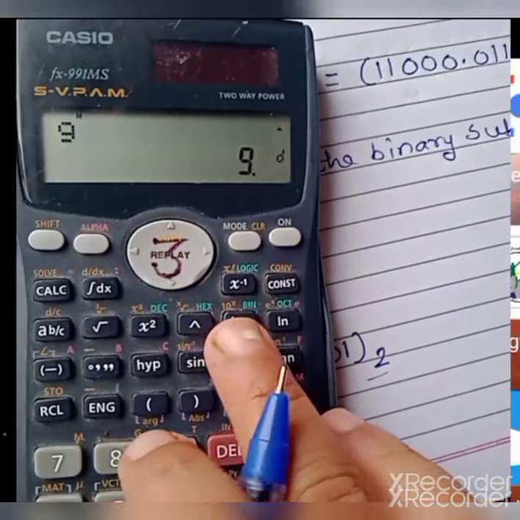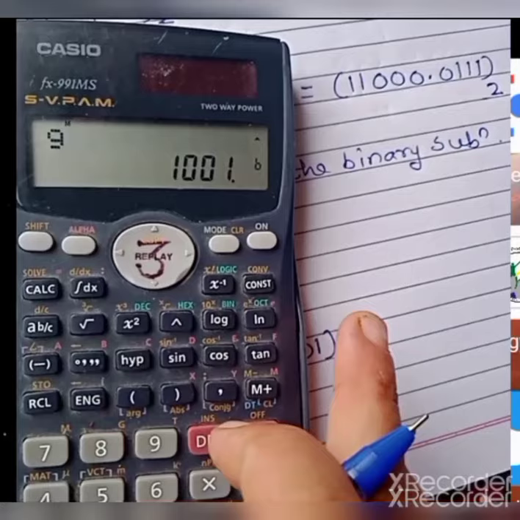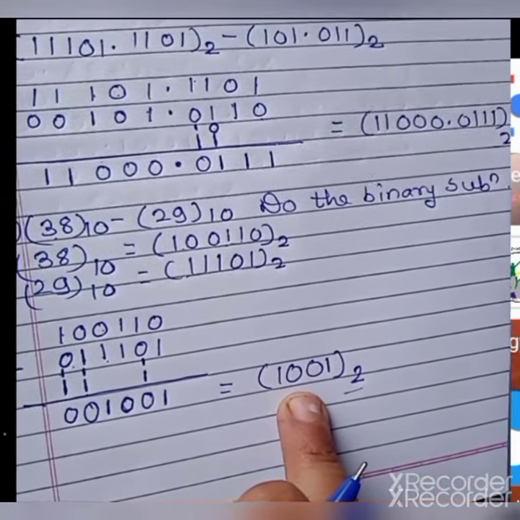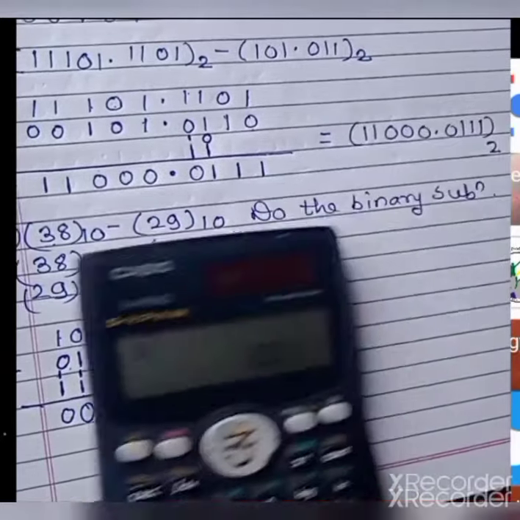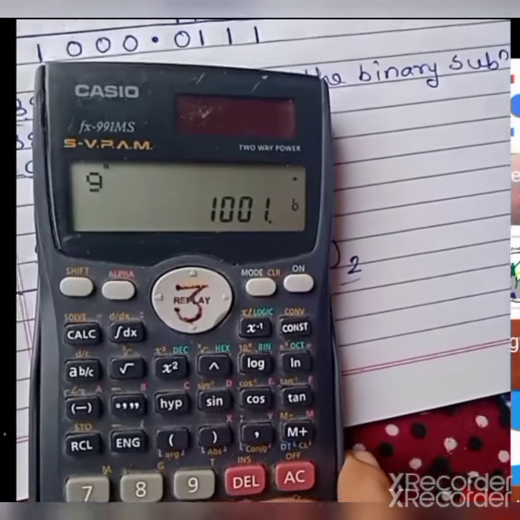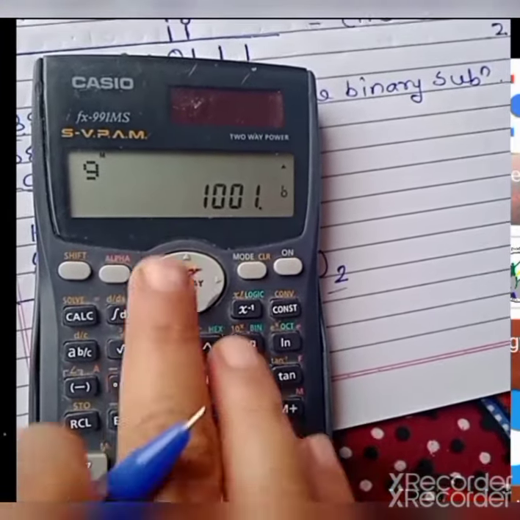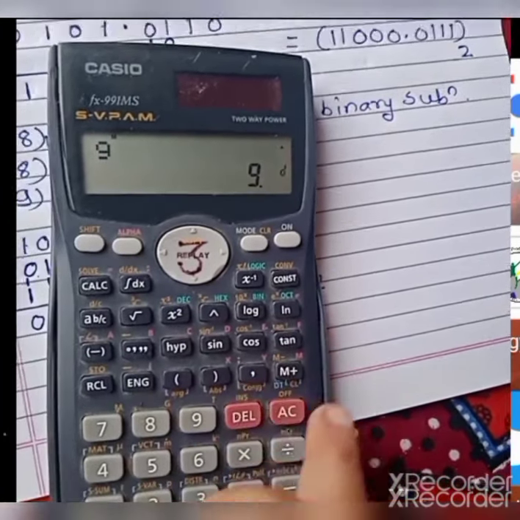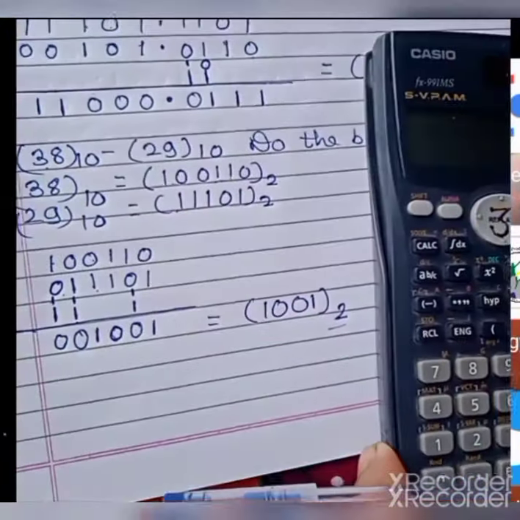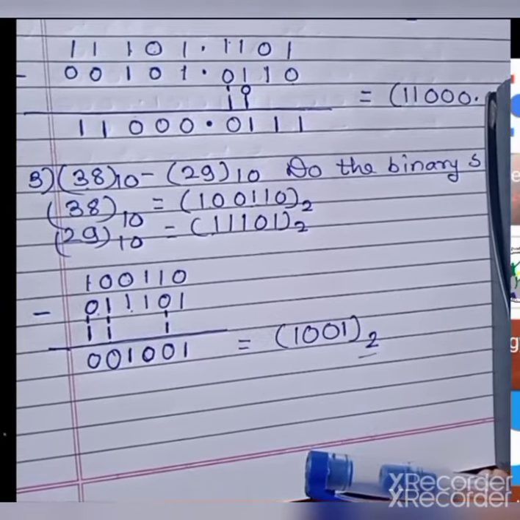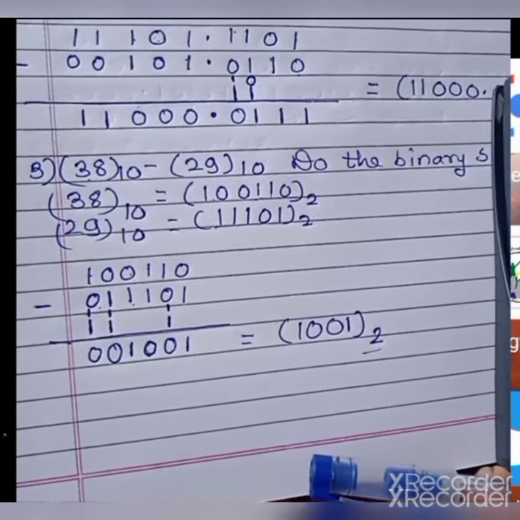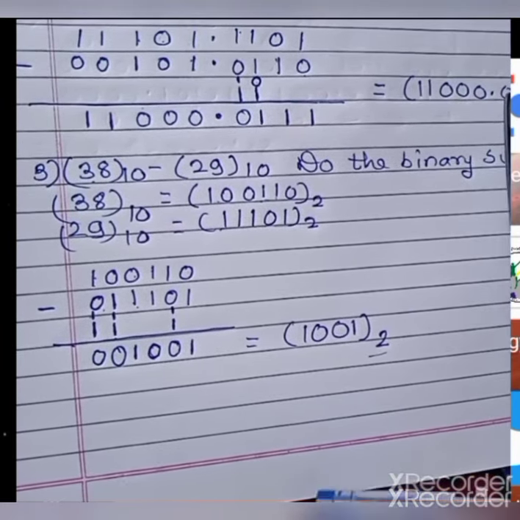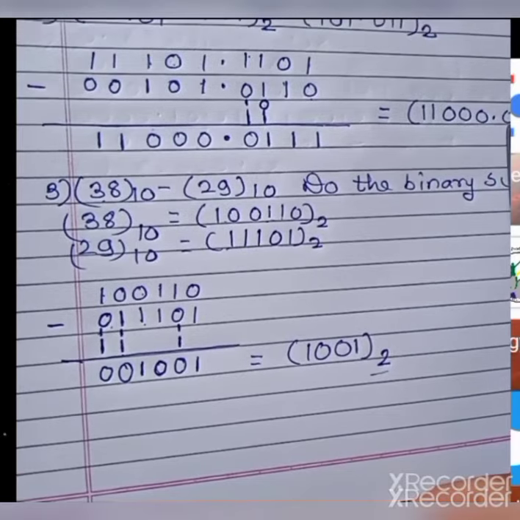So 9 in decimal has come. Now if we want to check it in binary, then 1001. So this is my answer. So I have checked my answer and tallied it with the help of my calci. If you want to see the decimal of this number, then this is 9. 38 minus 29, the answer is 9 in decimal, but in binary it is 1001, which we have checked with the help of our scientific calci.